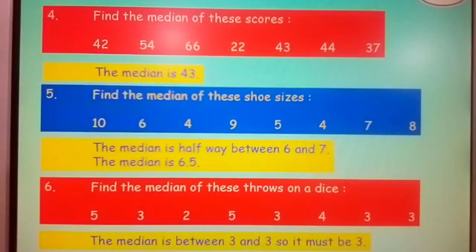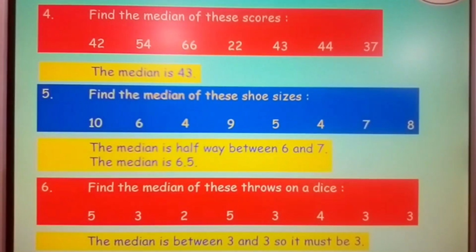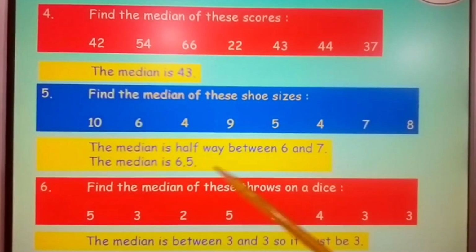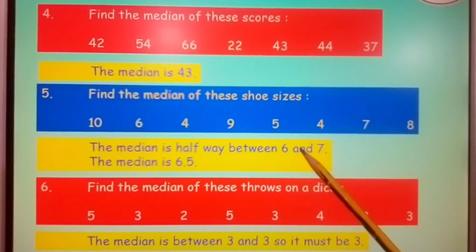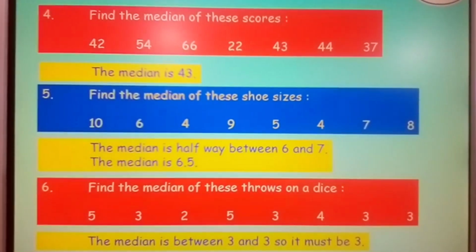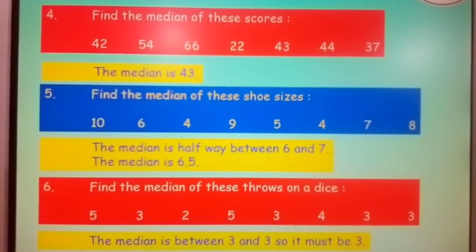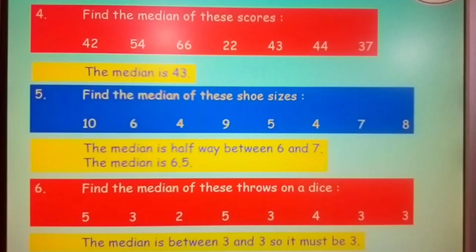So again here you would simply add 3 and 3 to get 6, and you divide the 6 by 2. Here it is halfway between 6 and 7. Again here you would add 6 and 7 to get 13, and divide the 13 by 2, which gives you 6.5. That principle of adding and dividing by 2 is essential.